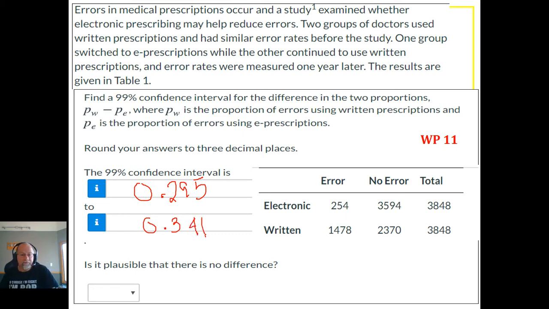Perfect. Is it plausible that there is, and here's the key word right here, no difference? Well, what does no difference mean? No difference means that if I took p hat of w and subtracted p hat of e, I would see a 0. Well, look at your confidence interval level. It goes from 0.295 to 0.341. Two chapters ago, we talked about how if this value is not inside of the CI, then it's not a plausible solution for this. So our statement is no. 0 is not inside of here, and we would not utilize that value.